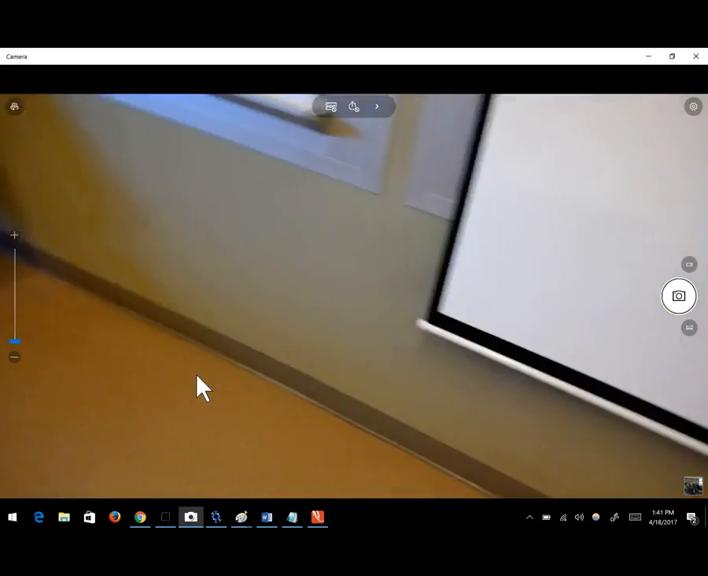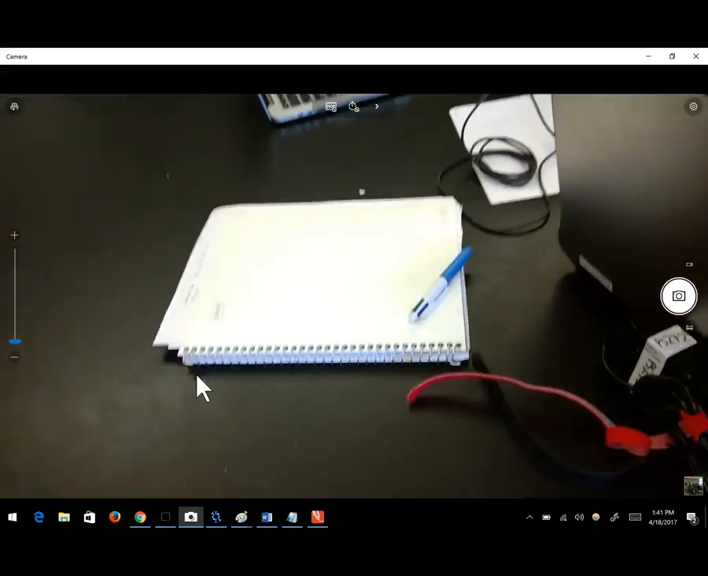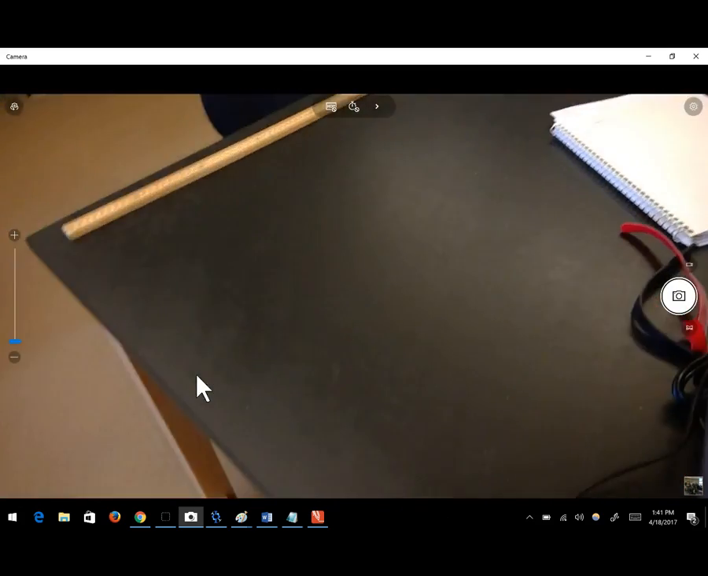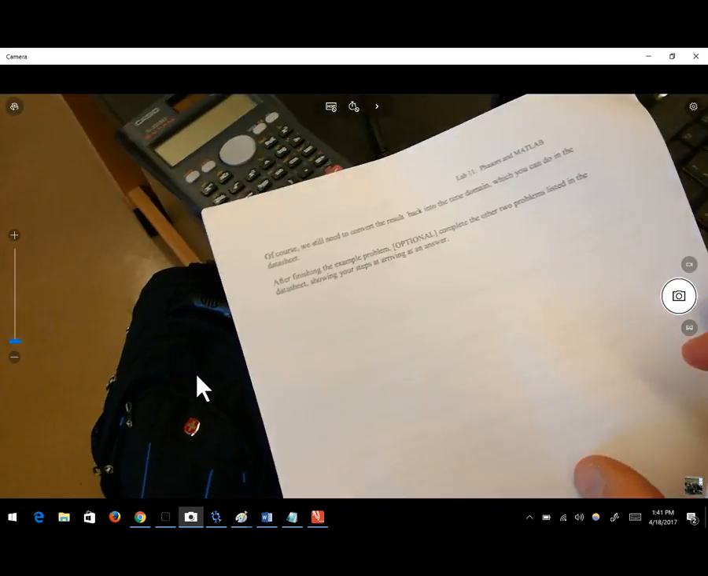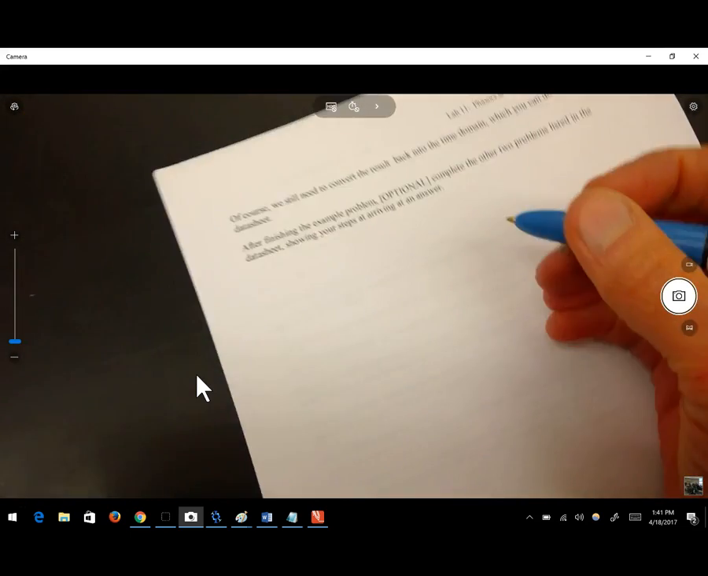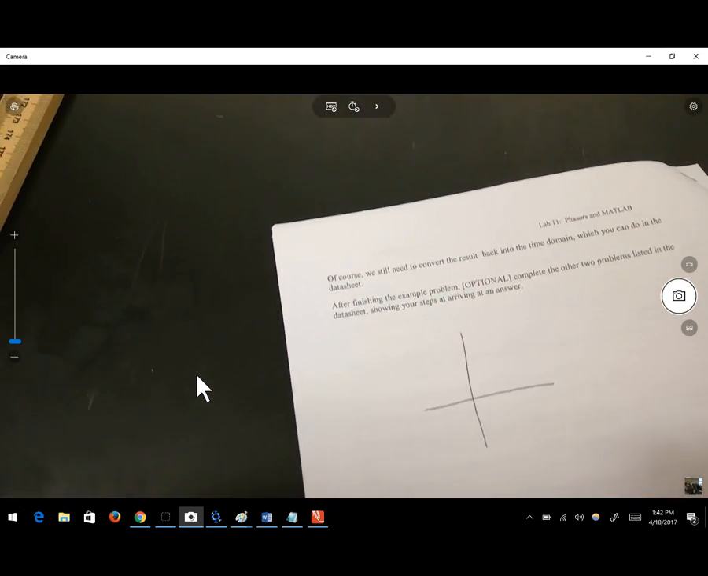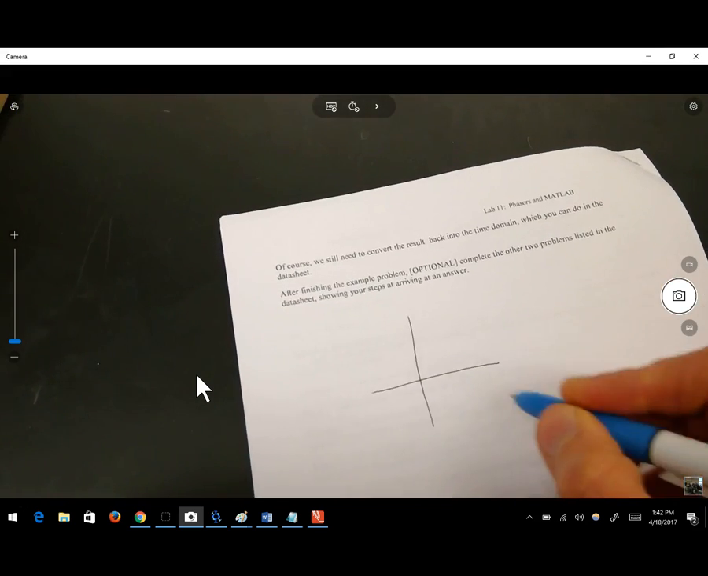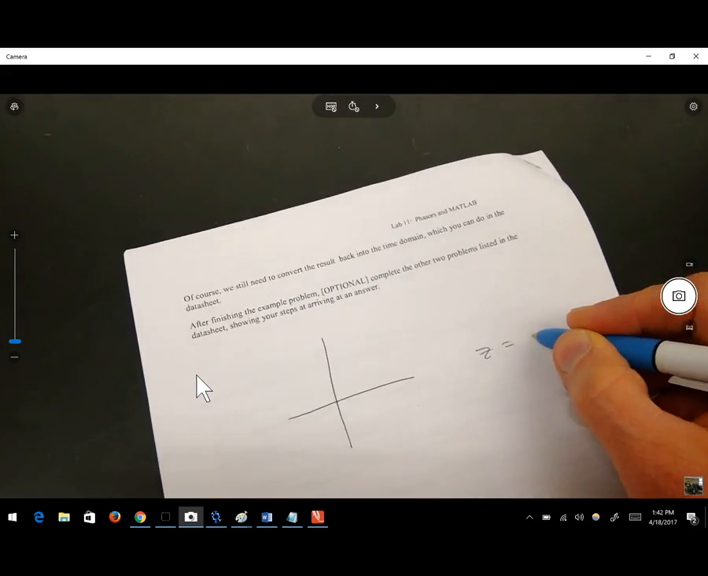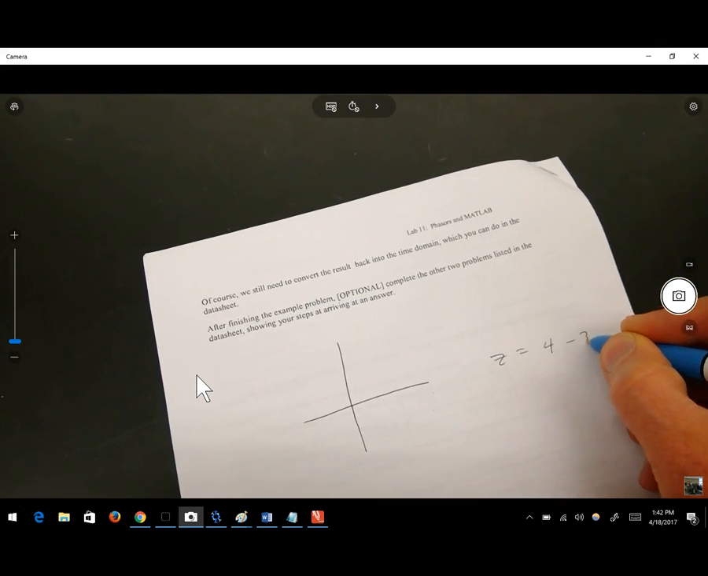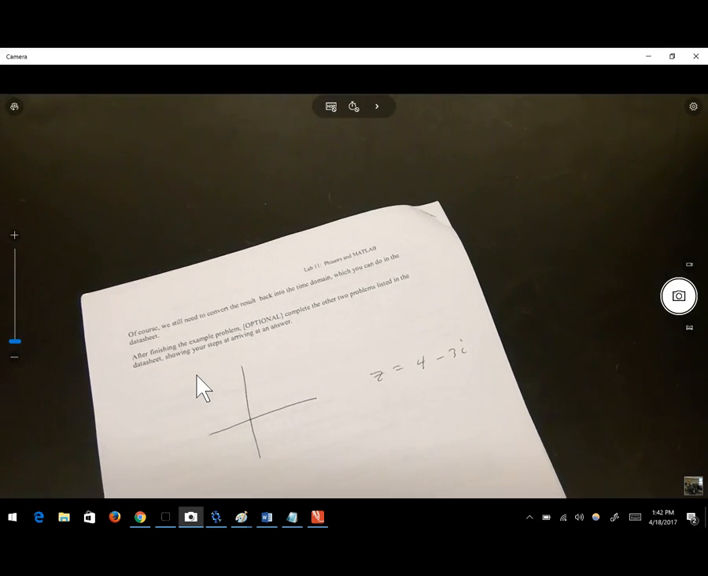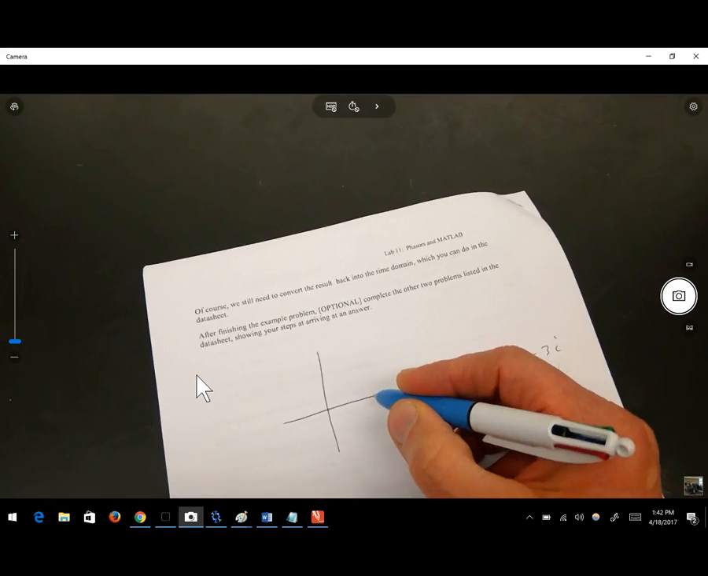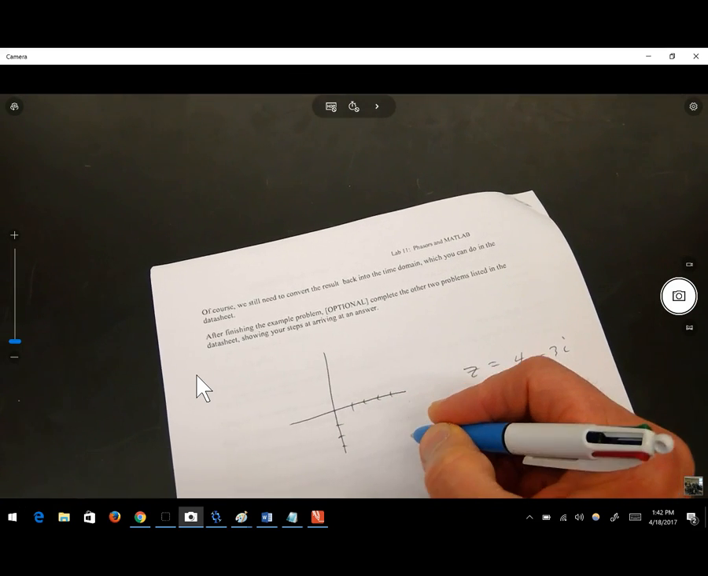Let me get a piece of paper and a pen and write it out here. When you have the value z equals 4 minus 3i, you plot that like a Cartesian coordinate: 1, 2, 3, 4 over, down 3. So you're right over there.